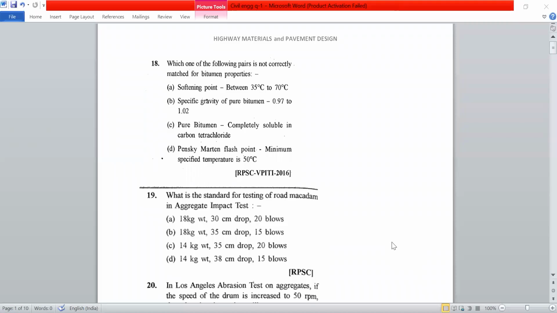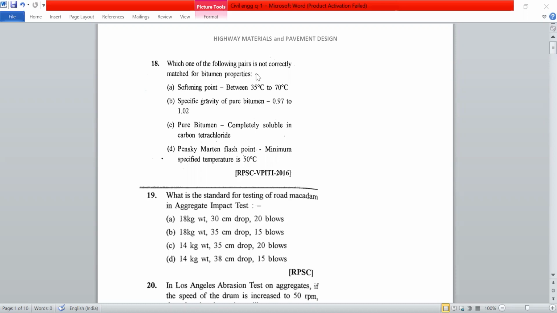Hello everyone. In today's class, I'll be discussing highway materials and pavement design. For the theory, you can refer to the previous video. So the repeated questions which are asked in the different state question papers are discussed here.